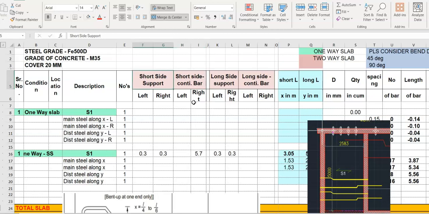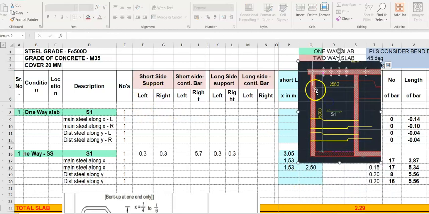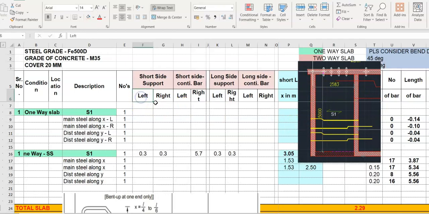What is this? Shorter side support, left, right. This is the short side, 2.583. Left support, right support. This is the left support, this is the right support. This is 0.3. Short side continuous bar, left, right. Here there is no continuous bar on the left side, but on the right side it is a continuous bar. This slab length is 5.7.